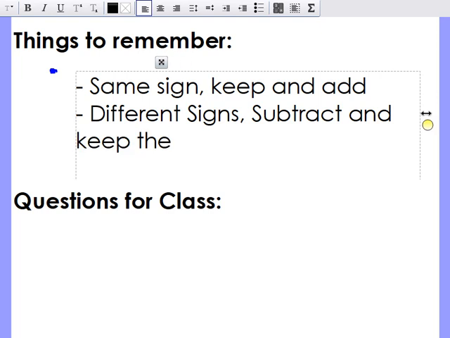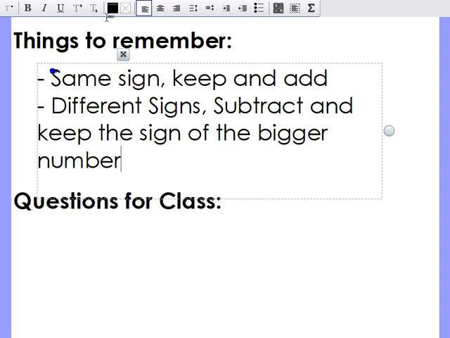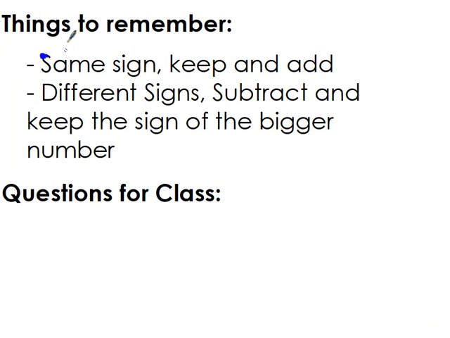Let me make this smaller for you guys. So whenever we're adding two numbers with the same sign, we're going to keep that sign, and then we're just going to add the numbers together. That's what we did in 1.1. Same sign, keep and add, is really for the example of like negative 5 plus negative 6, which gives me, same signs, keep that sign, add them together, negative 11.